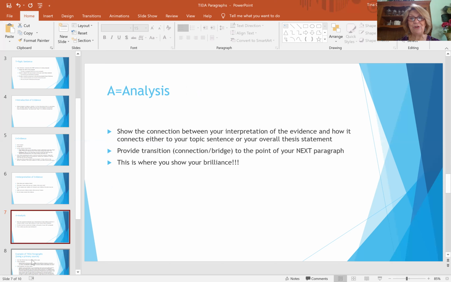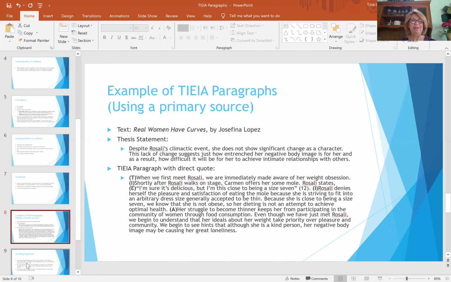And also, don't forget, this comes at the end of a paragraph, so you will also need to be providing a transition to the following paragraph if the following paragraph is a body paragraph. So let's look at an example. The text we are citing from today is called Real Women Have Curves. It is a play by Josefina Lopez.